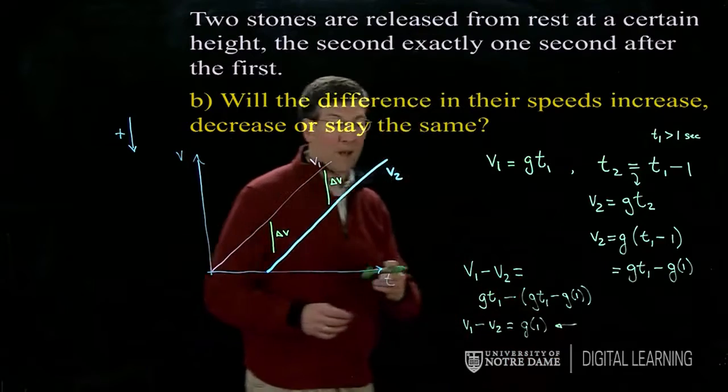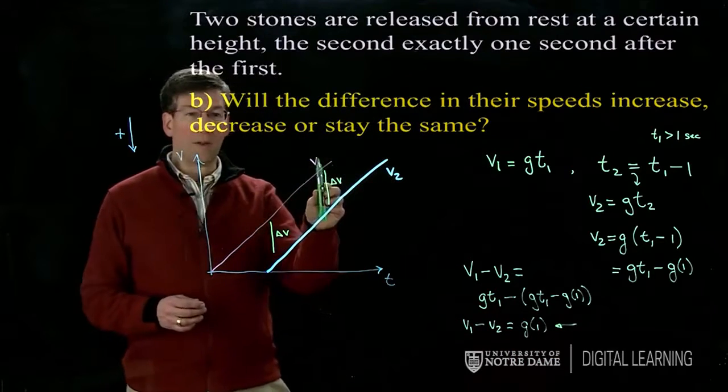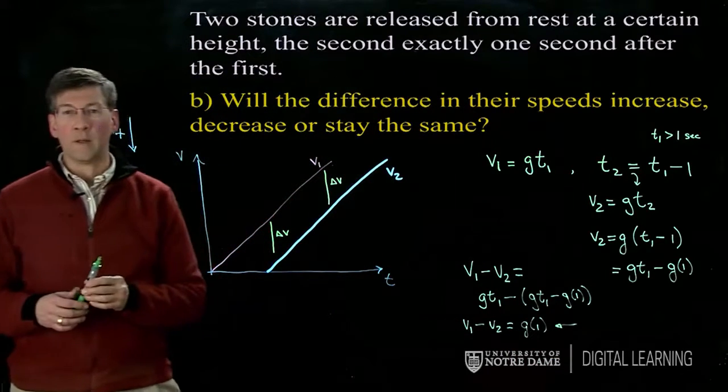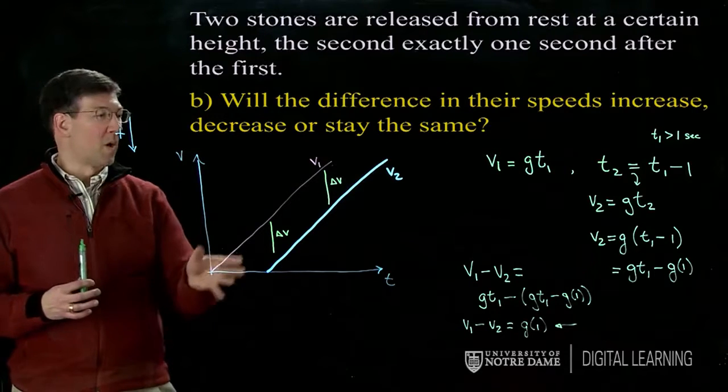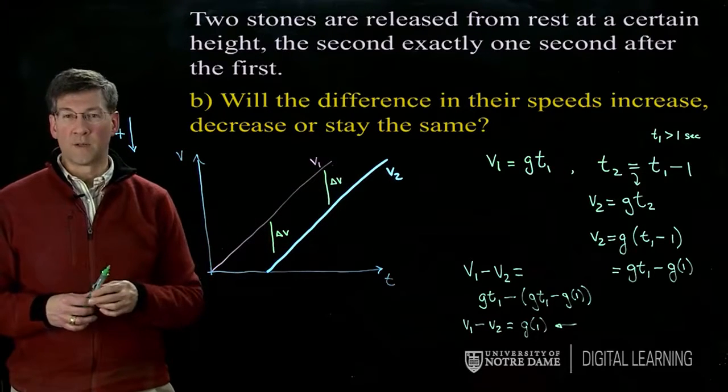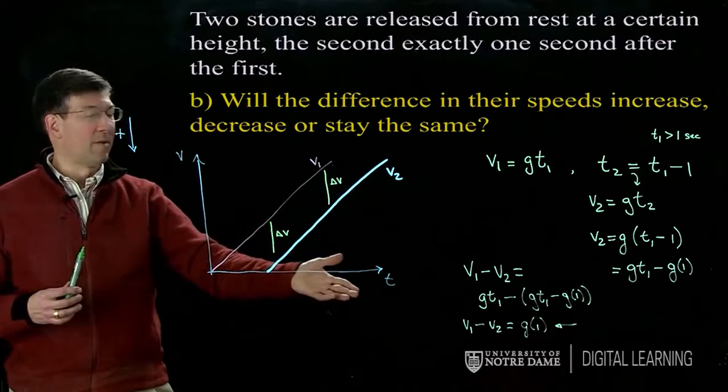And that is exactly the separation between these two lines as the two stones are falling. So the difference in their speeds, as we already showed in the picture, is constant. And now we've actually written down the value. It's g.